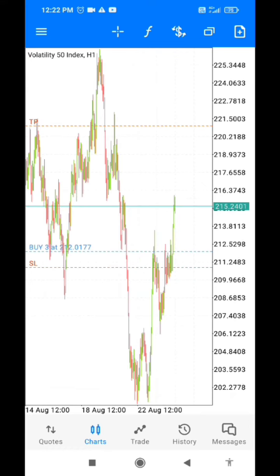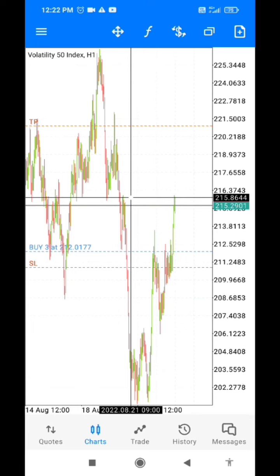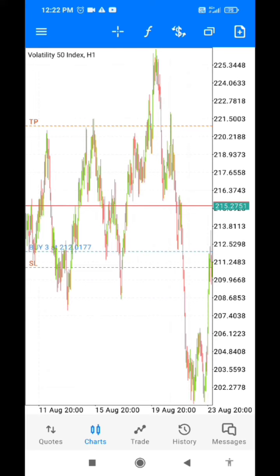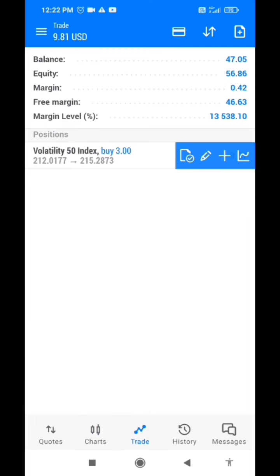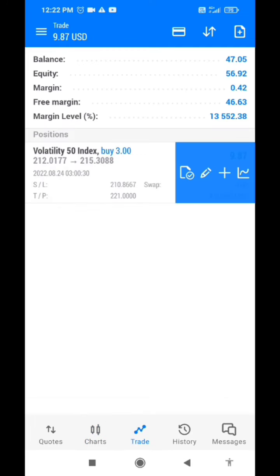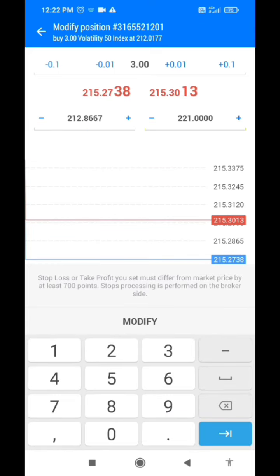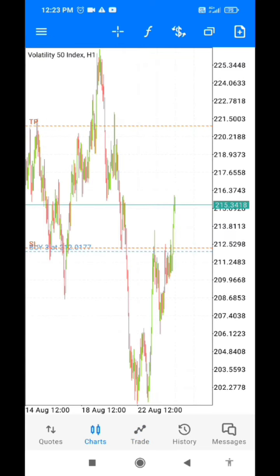Yes, there is also resistance here. Okay, let's wait and watch. So we will be back, and we have to break even our trade. Break even. No more worries, baby.